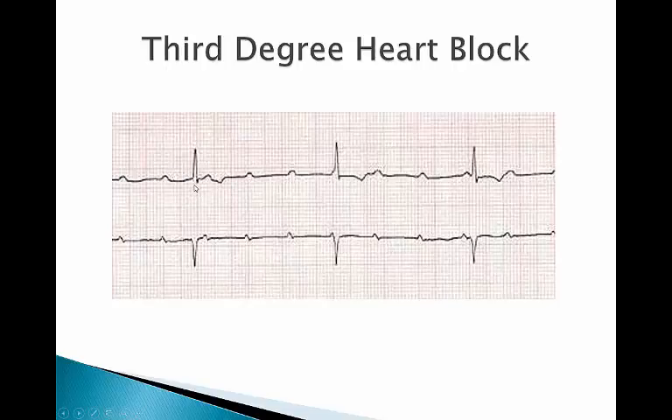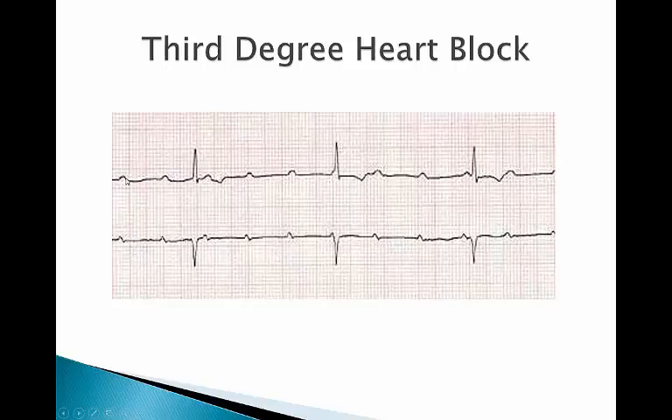Now remember, the AV node only beats 40 to 60 times per minute, so it's going to be slow to begin with. Third-degree heart block is usually pretty slow, and there's no association between the P waves and the QRSs. As you can see, there's a P wave, P wave, look, there's a P wave here, here, here's one that looks pretty normal, but here's another P wave. So you're lacking a whole bunch of QRSs.